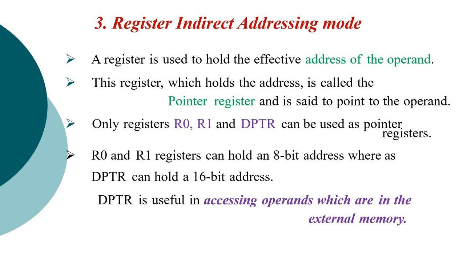Register indirect addressing mode. Here the address will not be directly specified, whereas the address will be indirectly specified by the pointer registers, namely R0 or R1 for 8-bit and the DPTR for 16-bit content. DPTR is used for accessing the operands which are in the external memory, of course.